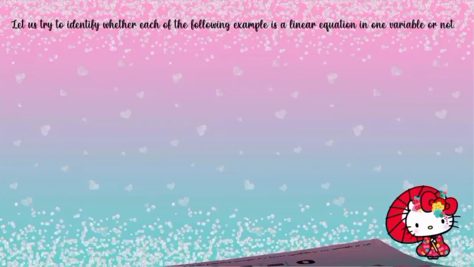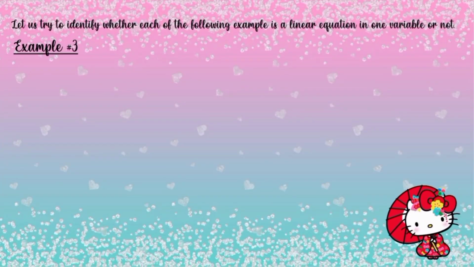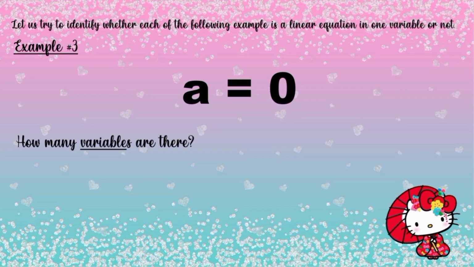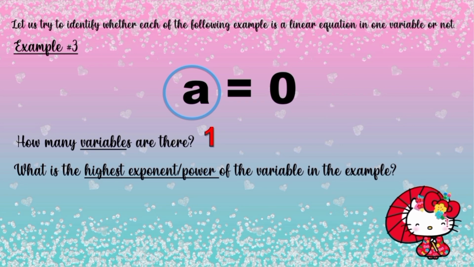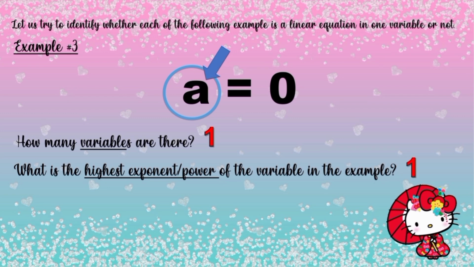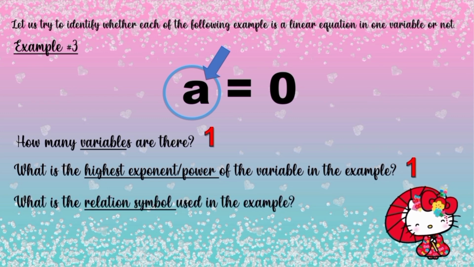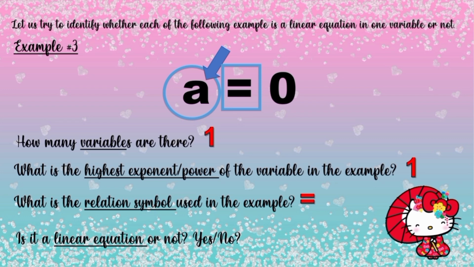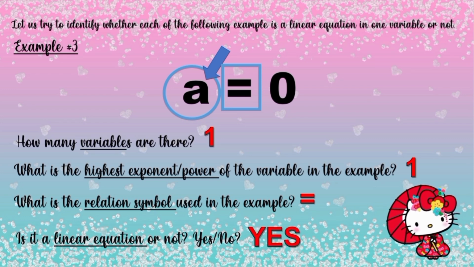Let's proceed to example number 3. A is equal to 0. How many variables are there? We have a and that is 1. What is the highest exponent or power of the variable in the example? Our exponent is 1. What is the relation symbol used in the example? We use equal symbol. Is it a linear equation or not? Yes, this is an example of linear equation.